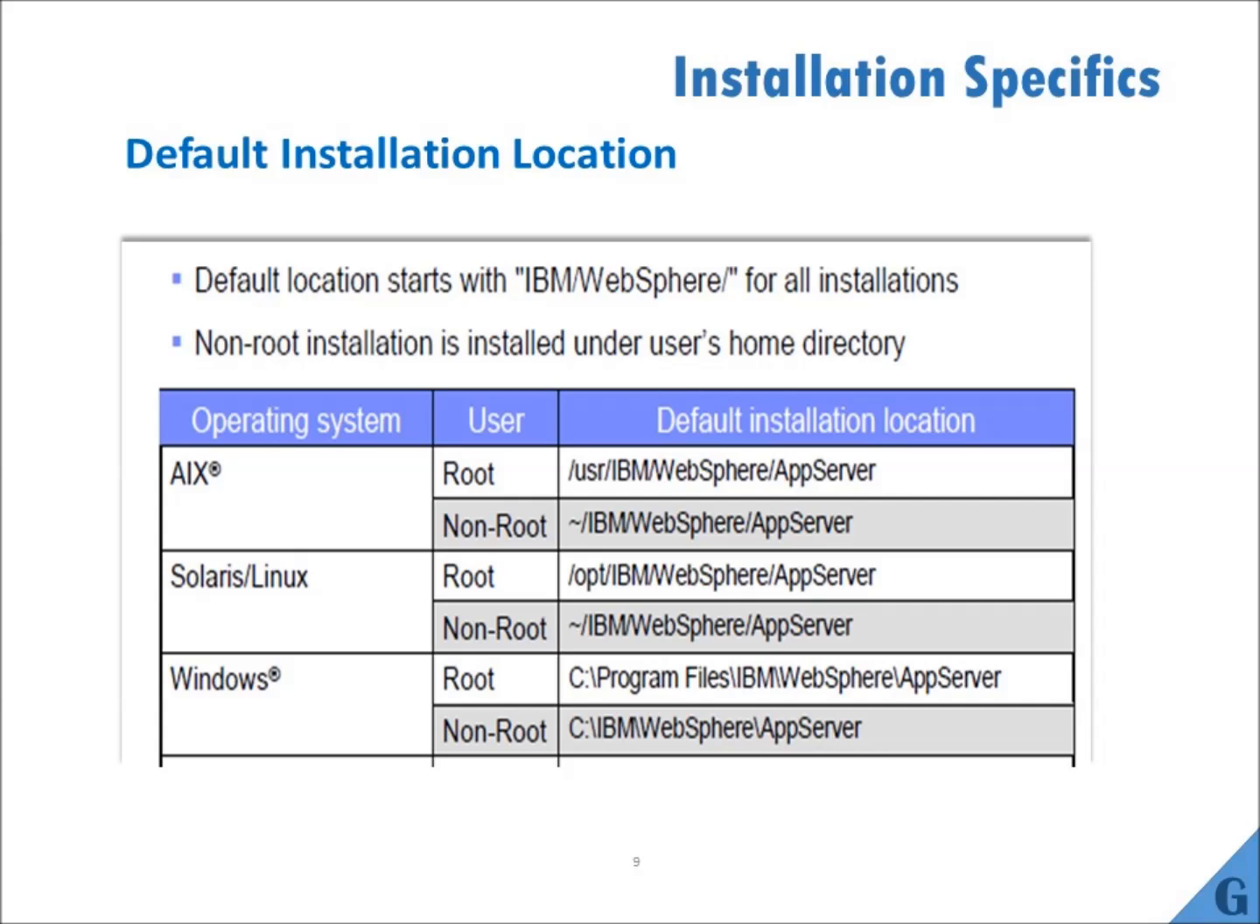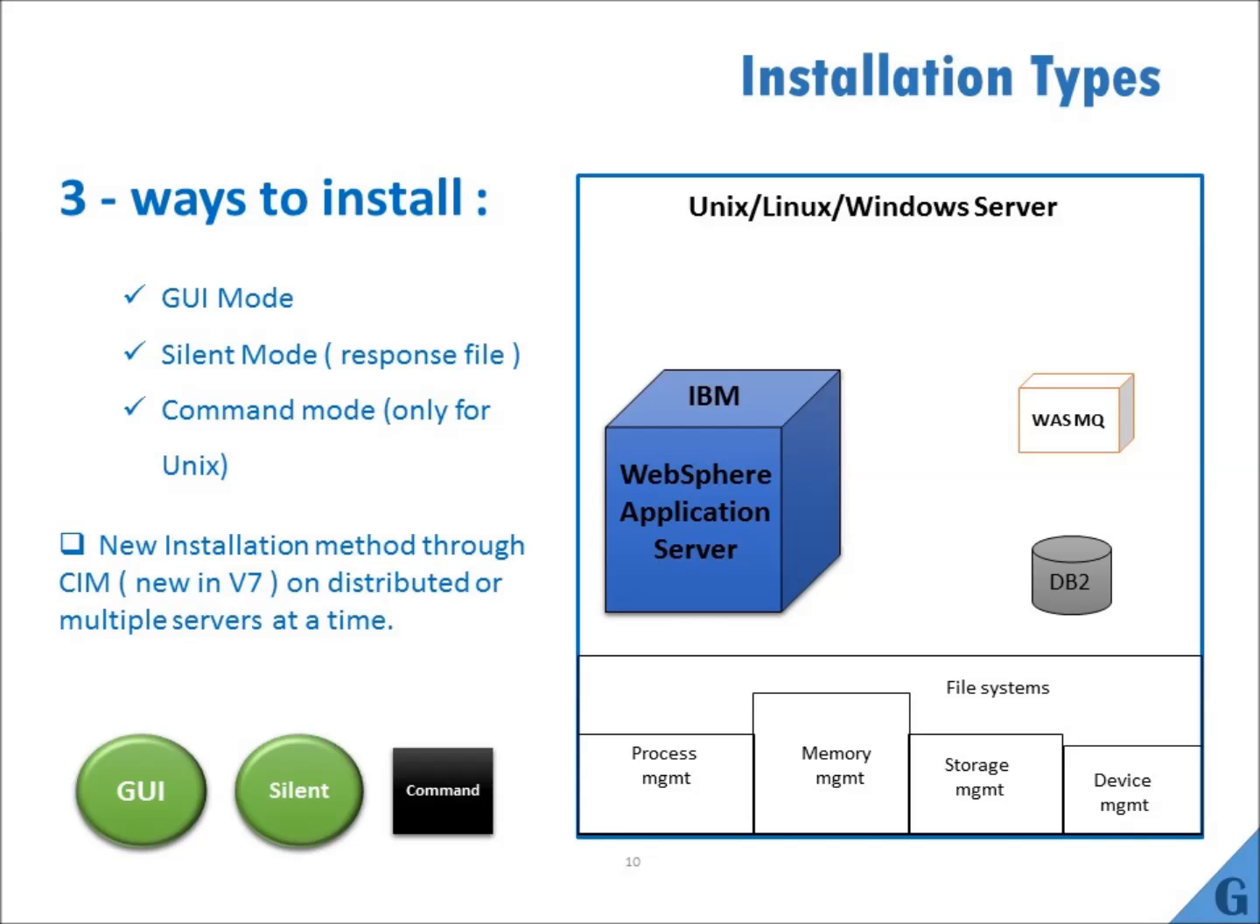So the installation specifies the default paths that were mentioned for different operating systems for a root user and a non-root user. Here this installation goes on Windows mode, so we are going to have our customized path for installation. The installation steps follow in three ways. One is the graphical user interface, which we are going to do now on Windows, and the second one is silent mode, of which just an overview will be seen. The third is command mode, which is done only on Unix-based or Linux-based systems.